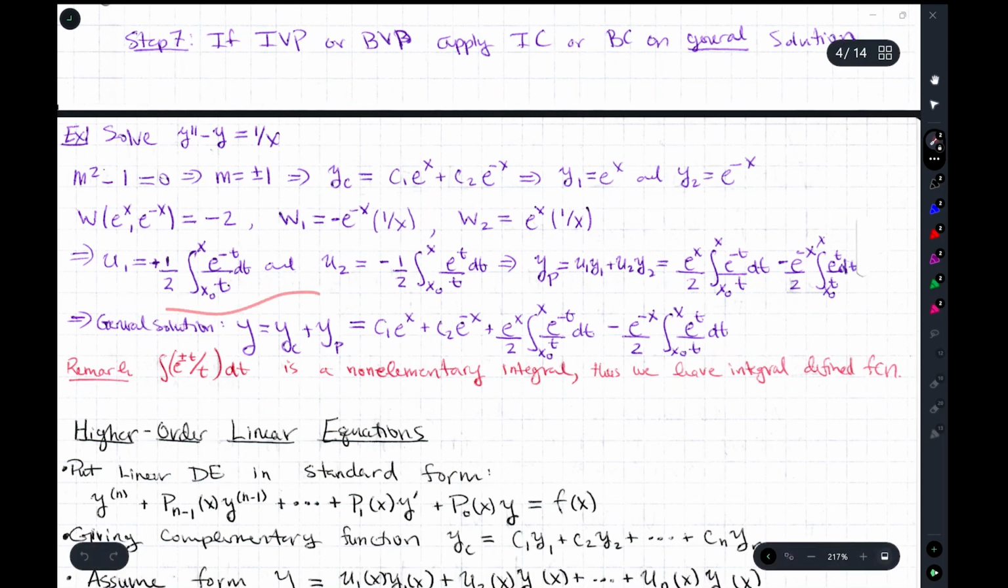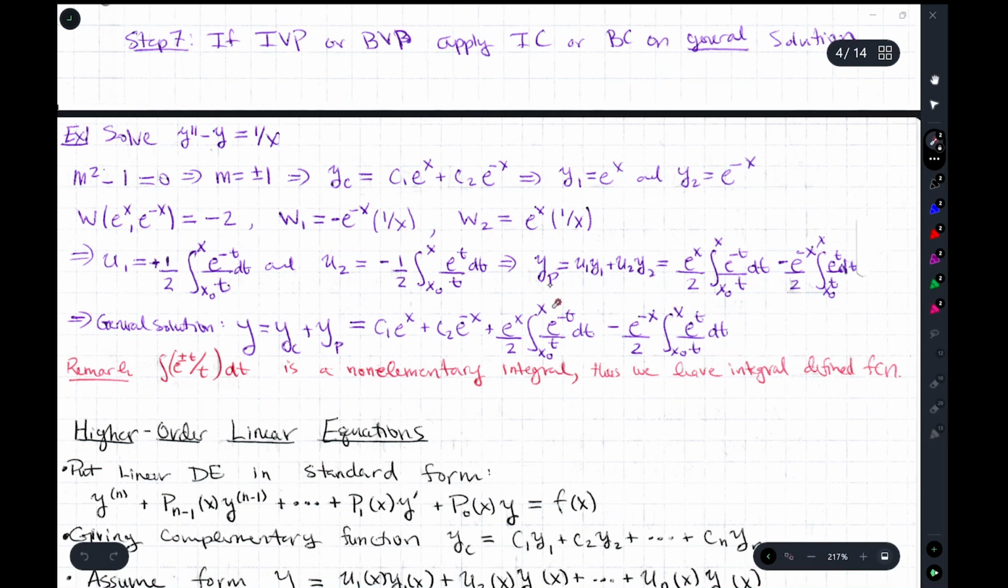And we have the formula for u1. We integrate. Something to recognize right off the bat here is that this integral cannot be computed in terms of elementary functions. We cannot write it in terms of the standard elementary functions that we have. It's called a non-elementary function, and it's actually an integral defined function. So we're going to leave it as just an integral, integrating up to x, and we just leave it.